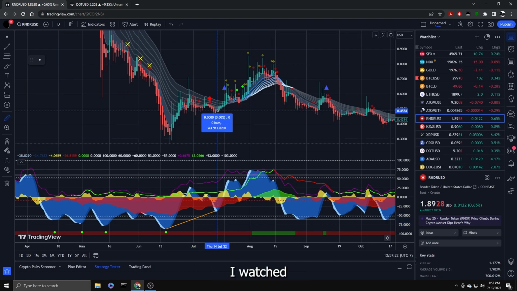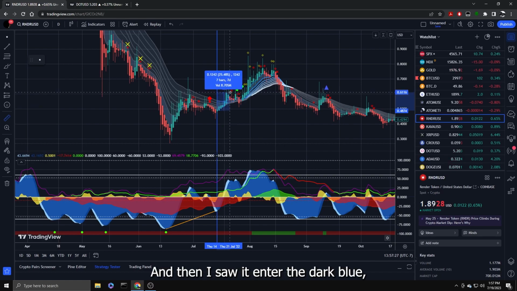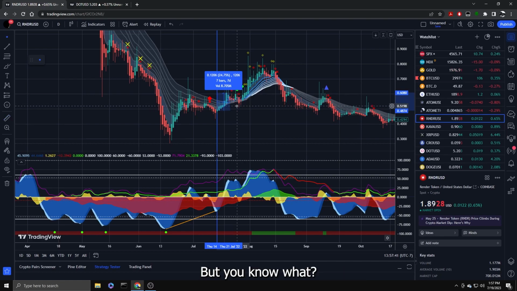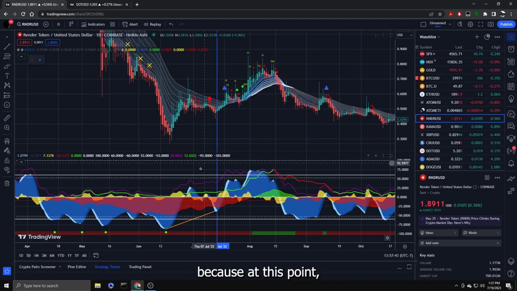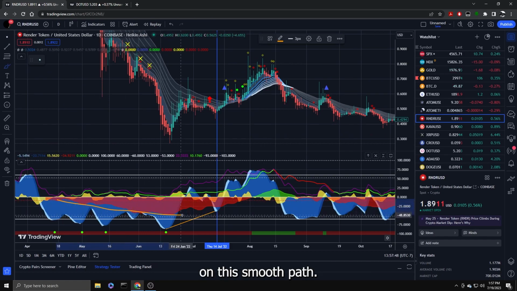And I stayed. I watched the momentum wave continue on up for the next few days. And then I saw it enter the dark blue, which could signify a change of direction. I could have taken profits of 24% after 7 days, and nobody would have blamed me. But I went, you know what? I think we can do better. Because at this point, I'm watching the money flow continue on this smooth path. This is very smooth and predictable movement. And so I stayed in.